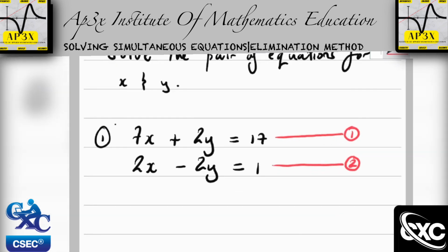Now for this example, I don't really need to make any of the coefficients equal. Can you guess why? Yes, you are correct. The coefficients are already equal. So I can skip step 2 and head straight into step 3. Because occasionally you're going to get questions where the coefficients are already equal. So you don't need to make them equal.